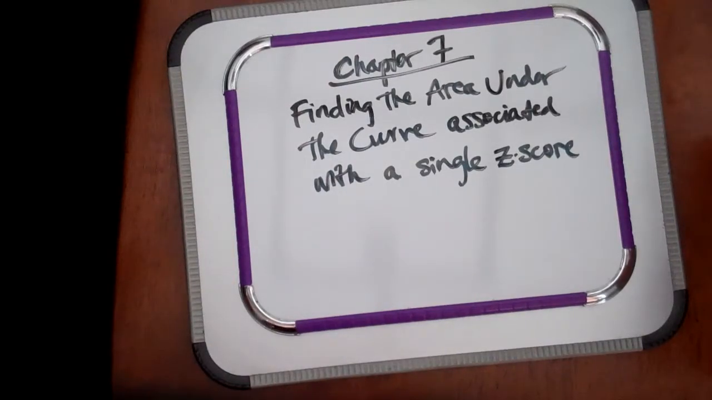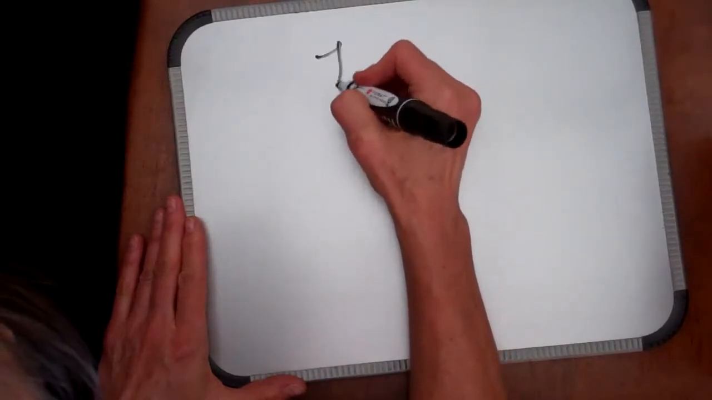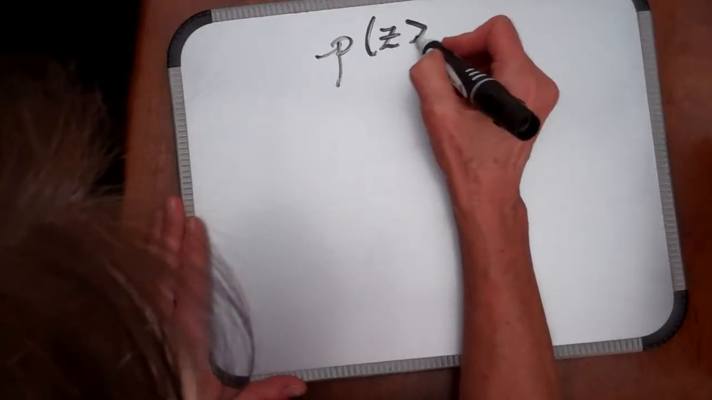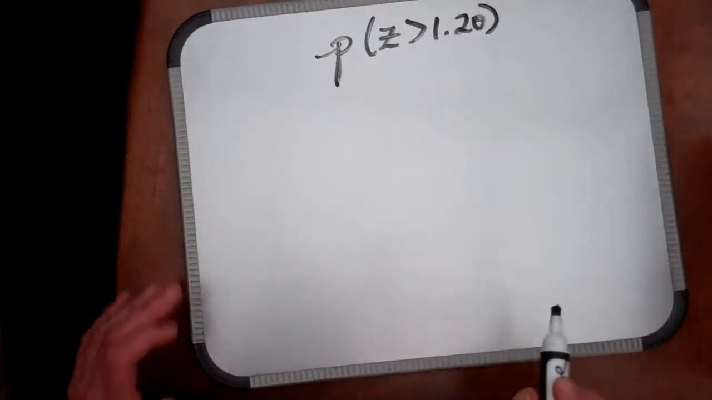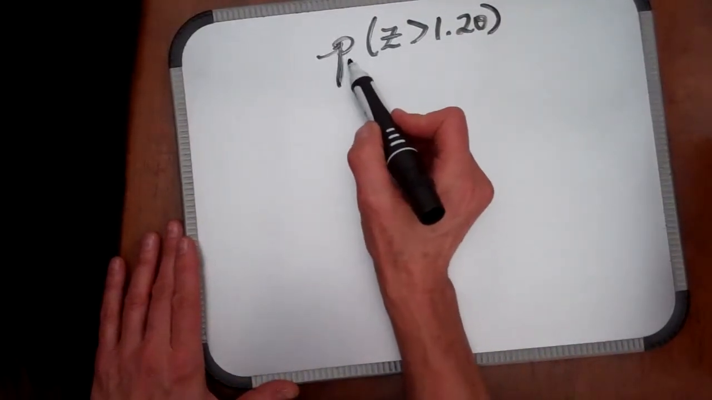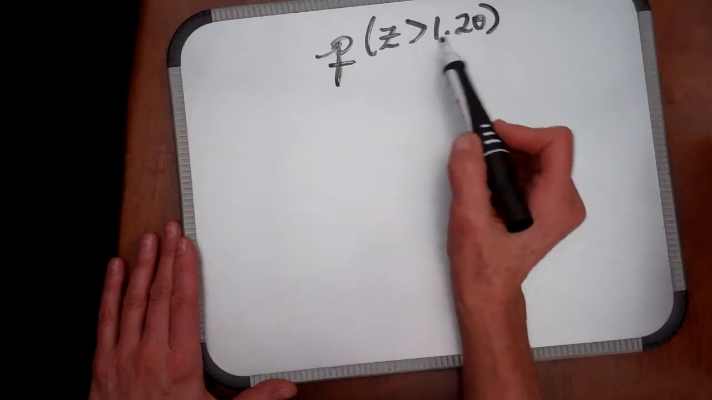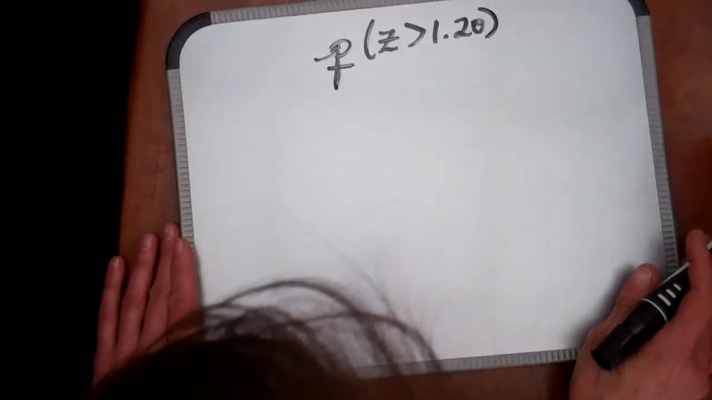In Chapter 7, we talk about finding the area under the curve associated with a single z-score. Let's do this together now. Let's say that you see this symbolic phrase that looks like this. Now, what is this telling us? What is this indicating? This is asking for the probability, or P, that's associated with a z-score or z-scores that are greater than 1.20, right?